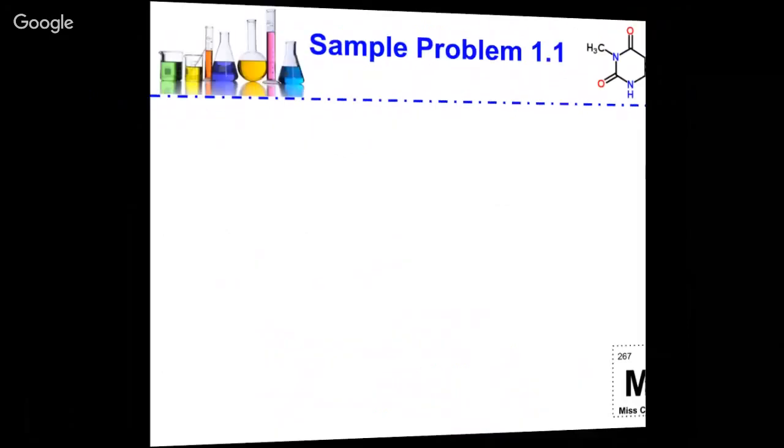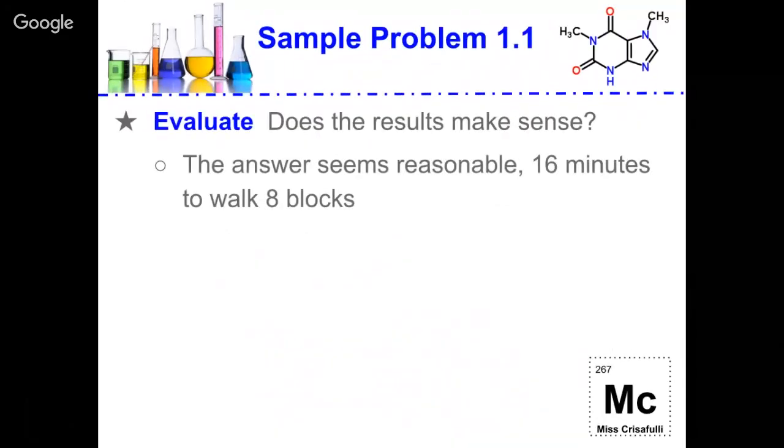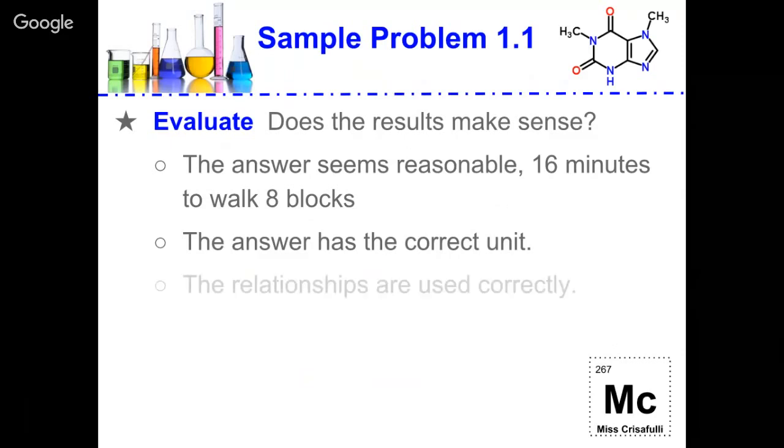The last step, remember, is to evaluate. Does the result make sense? So the answer seems to be reasonable. It's reasonable to take 16 minutes to walk 8 blocks. The answer has the correct unit because the answer is in minutes, and the relationships are used correctly.